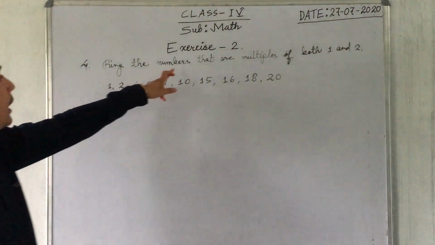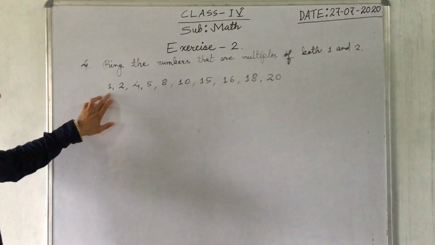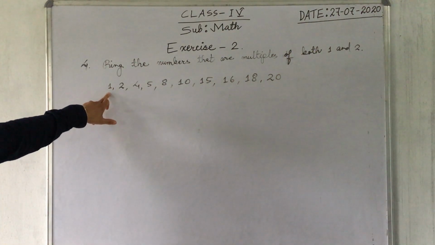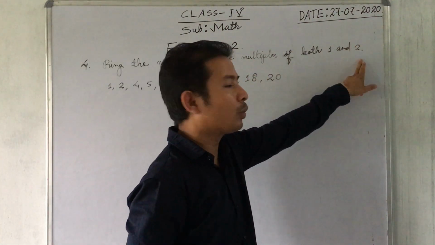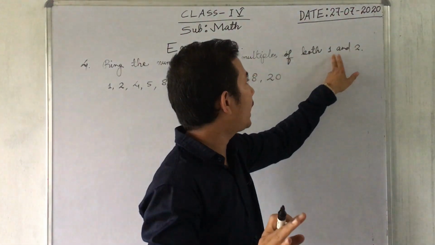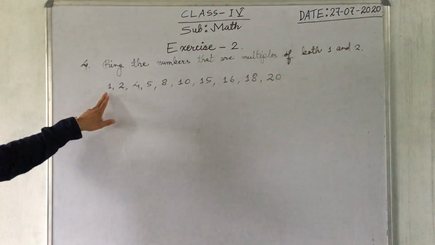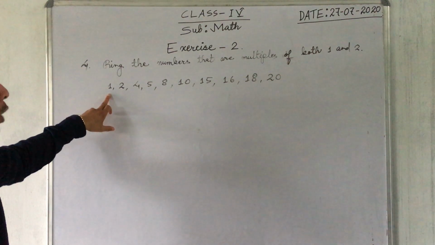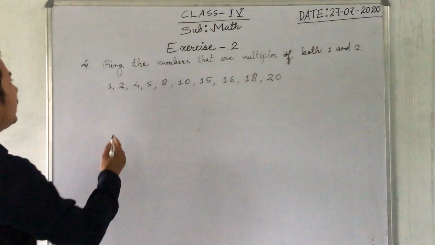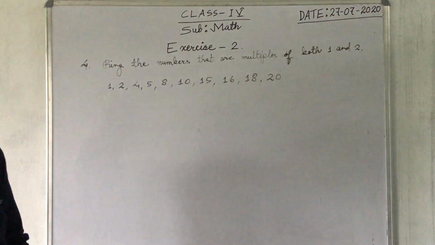Ring the numbers that are multiples of both 1 and 2. 1 times 1 is 1, so we are going to find out the multiples of both 1 and 2. First of all, look here, there is 1. 1 is in the table of 1 because 1 times 1 is 1, that means this 1 is a multiple of 1, so we can ring it this way.